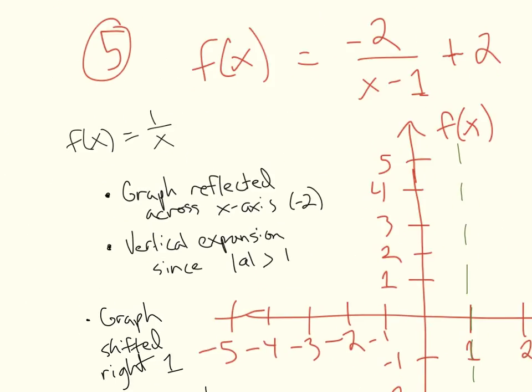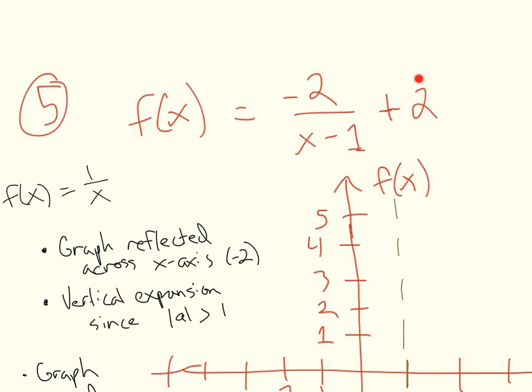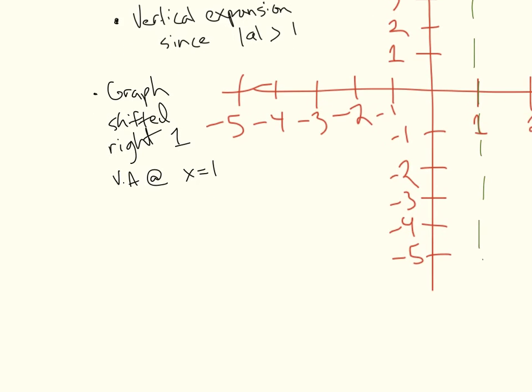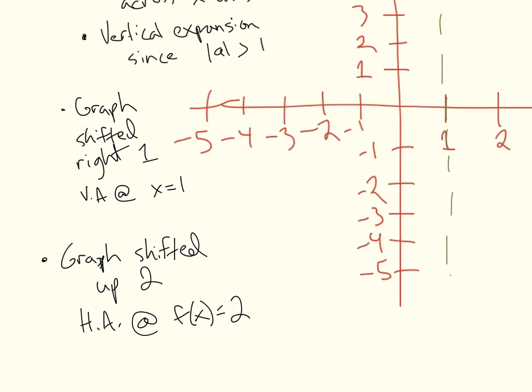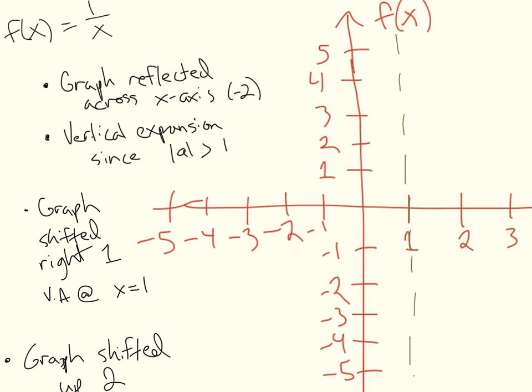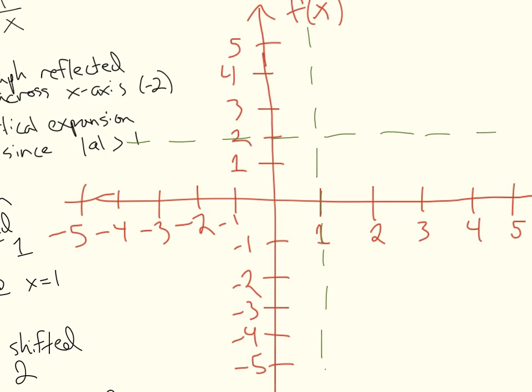Okay, and then the last thing that we want to check out, this plus 2, that's our k value. That's our k. So the graph has been shifted up 2, and that causes a horizontal asymptote at f of x equals 2. Okay, so let me go ahead and draw that in. f of x equals 2 means we have a nice horizontal asymptote right across the 2.